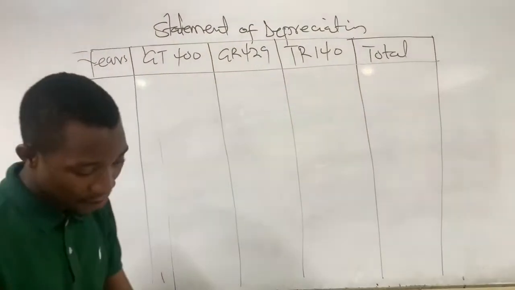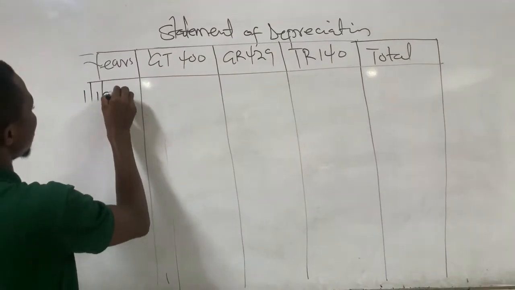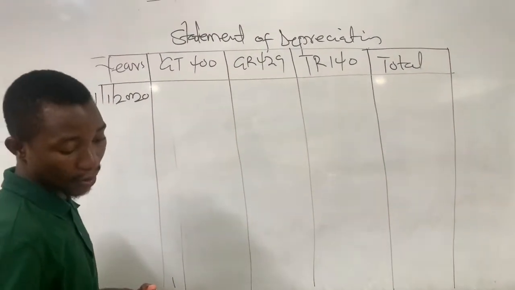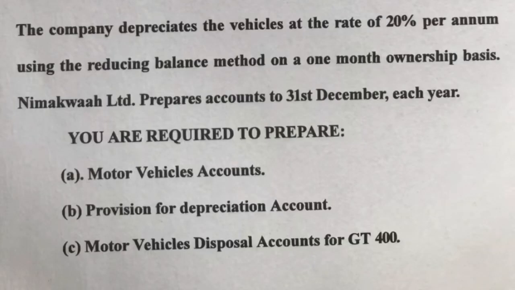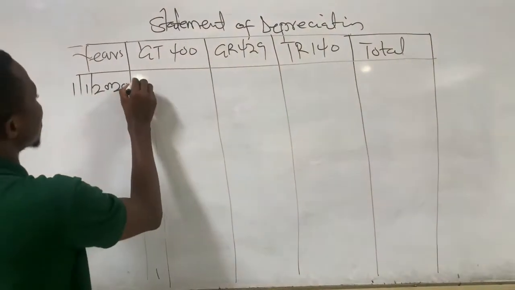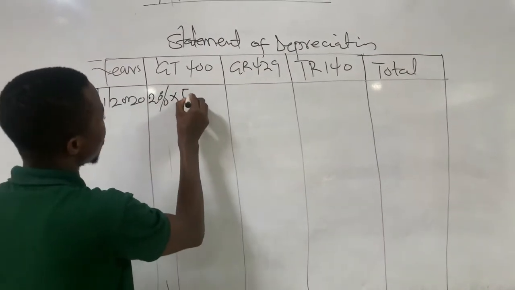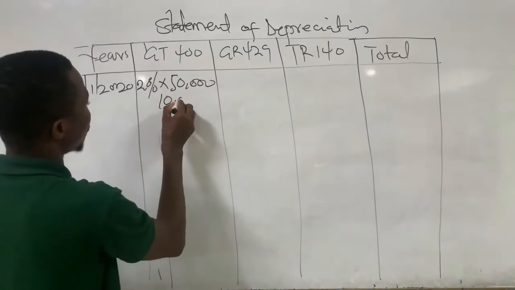So the first year we have, that's 1st January 2020. There was acquisition of GT 400. Is that okay? And the cost is 50,000. And from the question, we can see that they say that the company depreciates the vehicle at a rate of 20% per annum. So the rate is 20% per annum. So on the cost of the asset, the cost is 50,000. So 20% on 50,000 will give us 10,000.